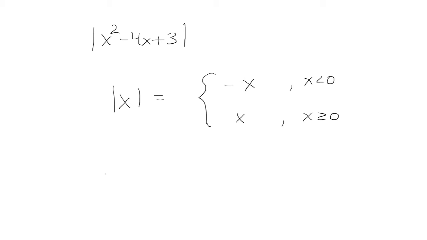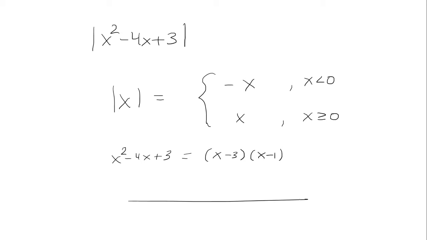So in order to do that, we want to factor x squared minus 4x plus 3 into x minus 3, x minus 1. And we're going to make a number line and see when these are 0. So x minus 1 is 0 at 1. x minus 3 is 0 at 3. So now we need to test the regions.